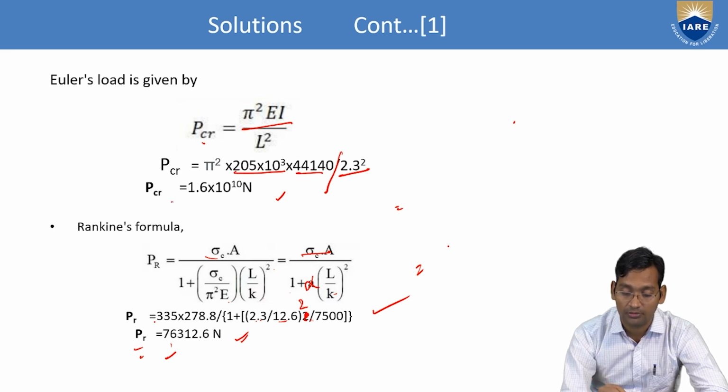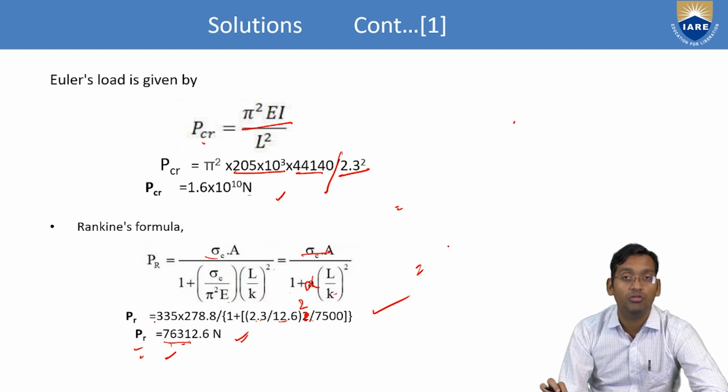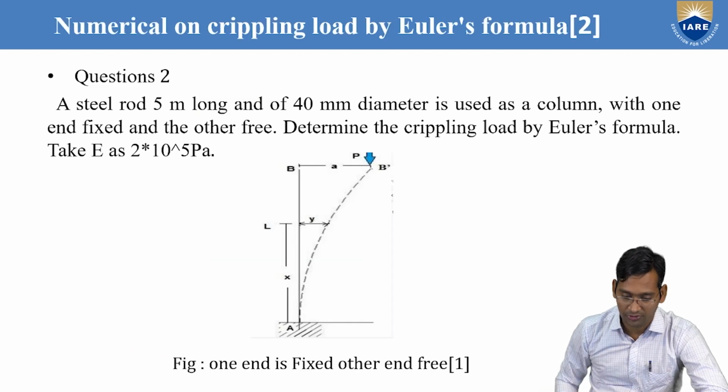So just see the difference. PCR is how much we are getting, 1.6 into 10 to the power this one, and here we are getting this one. So the Euler load is too much higher compared to this one.